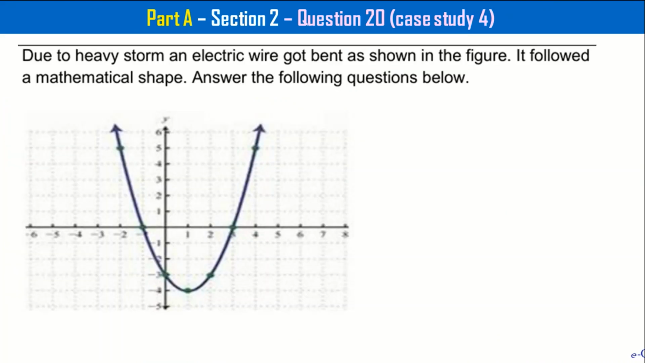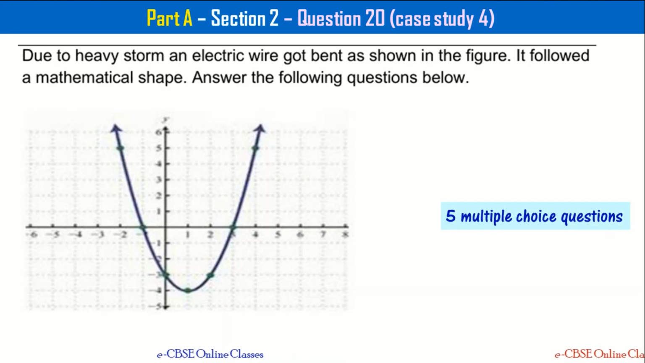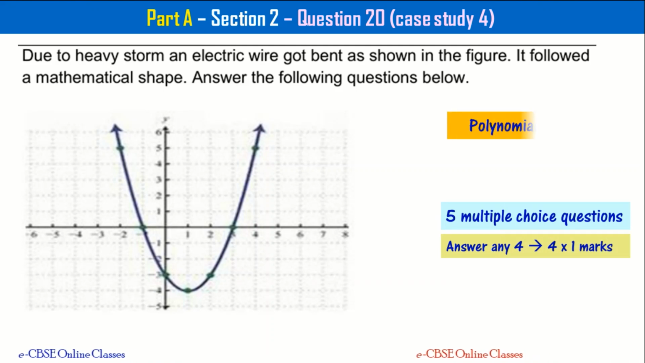Let's go to the next case study, that is case study 4. Due to heavy storm, an electric wire got bent as shown in the figure. It followed a mathematical shape. Answer the following questions. You have 5 multiple choice questions here. You have to answer 4 to score 4 marks. It is from the chapter on polynomials.